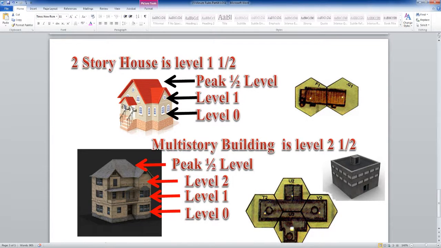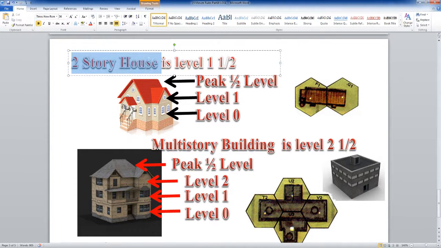One of the biggest complaints or weird nuances of ASL is that a 2-story house is basically a level 1.5 object. And you're thinking, what? A 2-story house is a level 1.5 blocking obstacle? I don't believe that. Well, remember, even though it's a 2-story house, we represent everything basically at level 0. So the first level of that house is basically a 0. The second level of that house is going to be level 1, and then usually you have some kind of peak or attic that sticks up a little bit, and they consider that a half-level obstacle. So a 2-story house is actually only a level 1.5 obstacle.